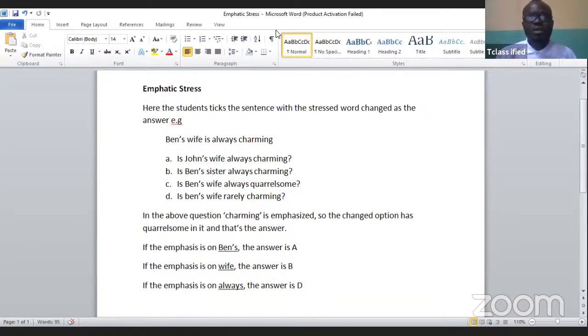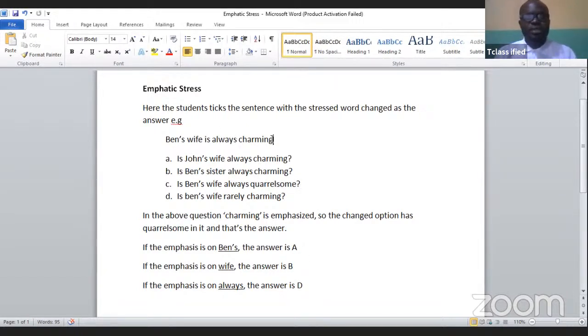Okay. So before I sign off, I'm going to let you get down these notes, like I said. In emphatic stress, what the student does is that he ticks the option where the stress word has been changed. So anywhere the stress word has been changed, that's where you pick as the answer.